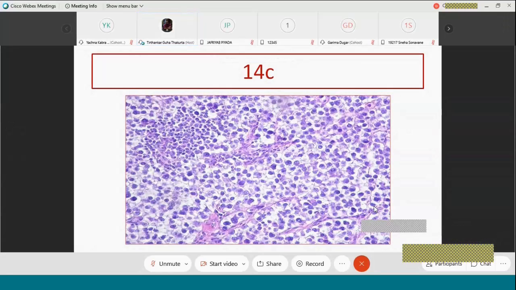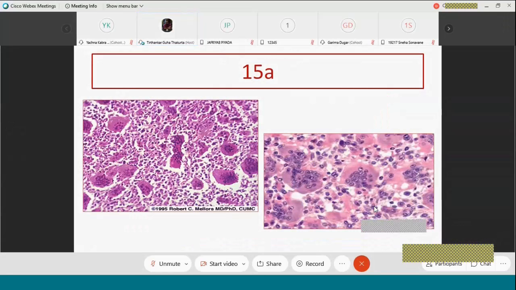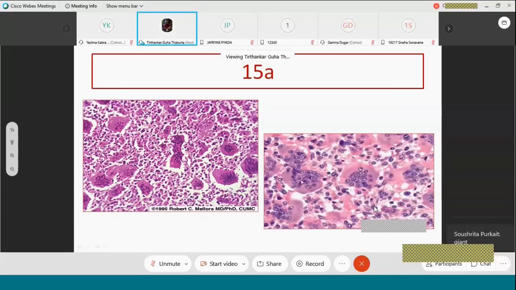First, identify what kind of cells do you see here. What are these cells called? So many of these cells that are present here. These pink cells with multiple nuclei, what are these cells called? Very good. These are called giant cells.